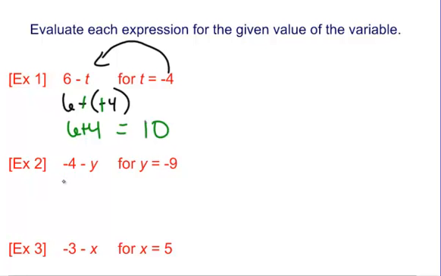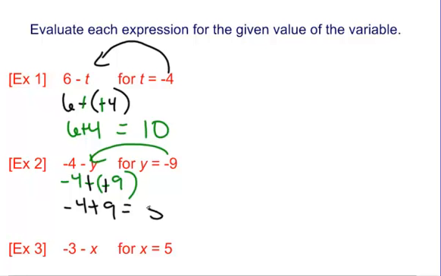Let's try here. Negative 4 minus, plugging that 9 in here, negative 9. Negative 4 plus 9. Well, signs are different. Find the difference. 9 minus 4 is 5. Higher number is positive, so it's positive 5.